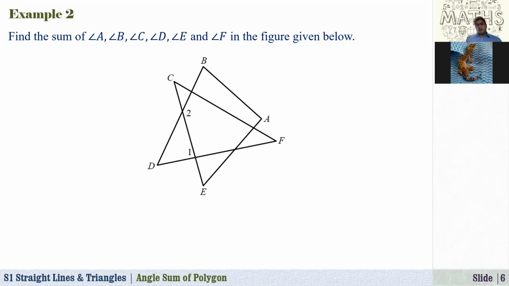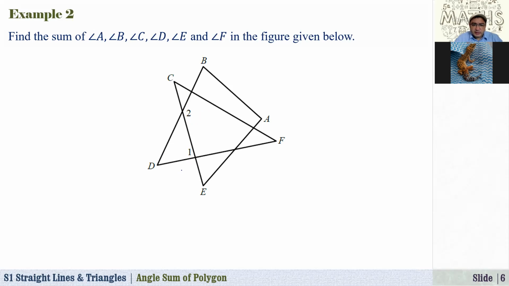Okay. At first glance, when you look at this, it doesn't look like any polygon, right? So what can we do here? Should we just add some kind of lines, or can we find another way? First, if you look at angle 1 and angle 2, we have to find A, B, C, D, E.